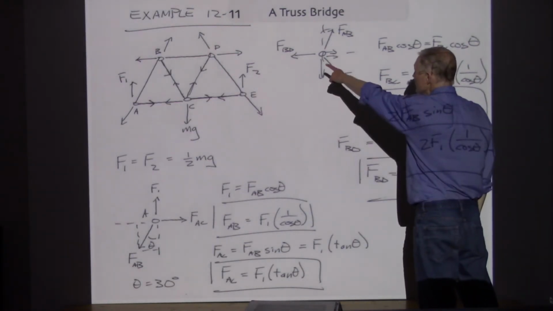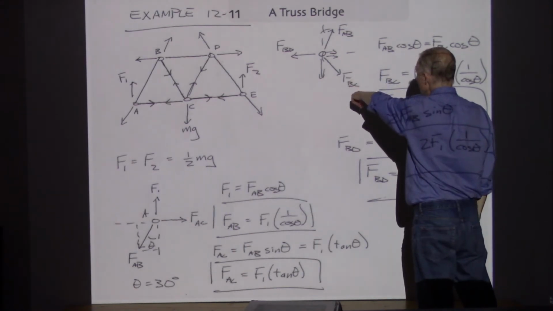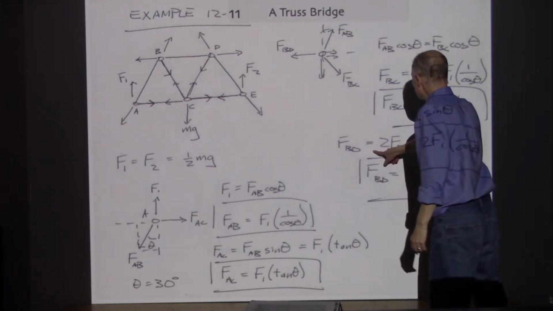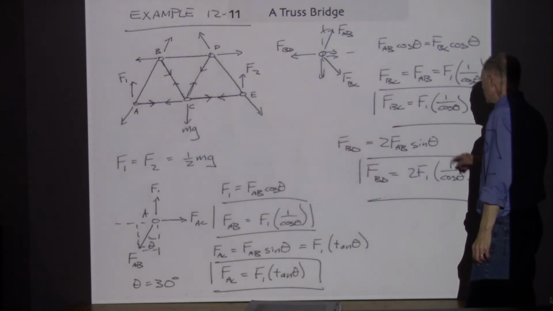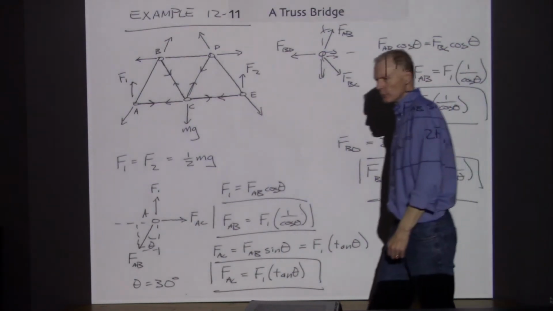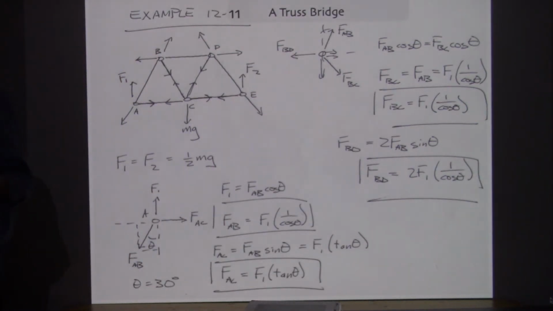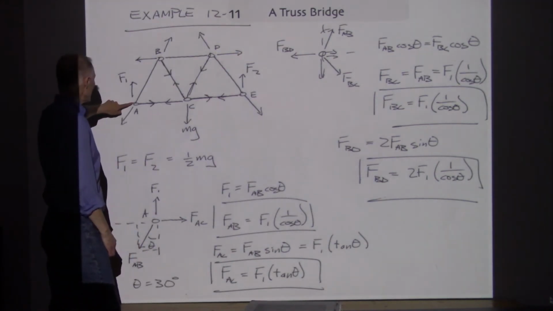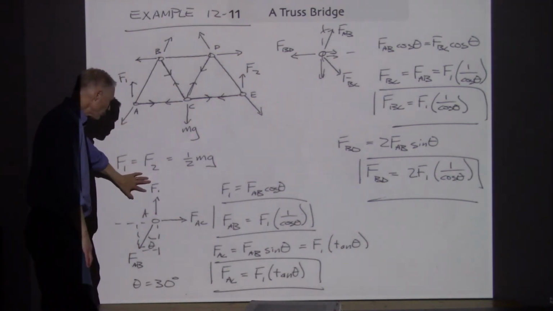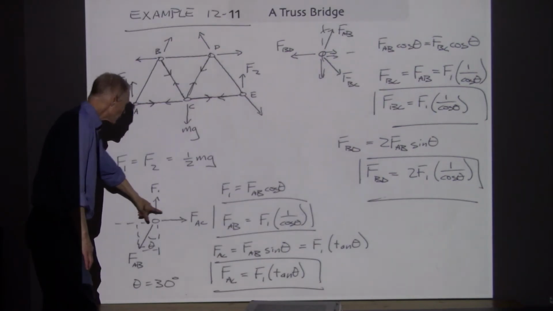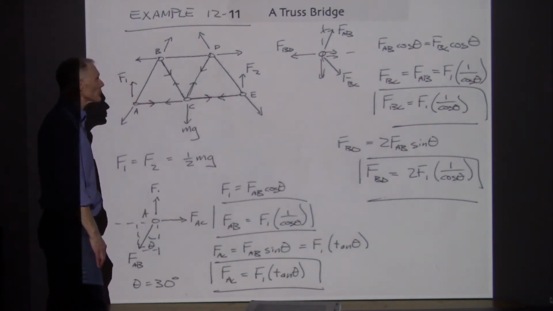And then finally BD, since we know FAB and FBC now, FB can be solved as 2 times FA cosine theta, and we substituted that in. So we've moved from, first of all, looking at the bridge as one structure to get F1 and F2 determined. And then we moved on to point A, and with just that one force that we knew and the angle, we were able to determine the other two forces.